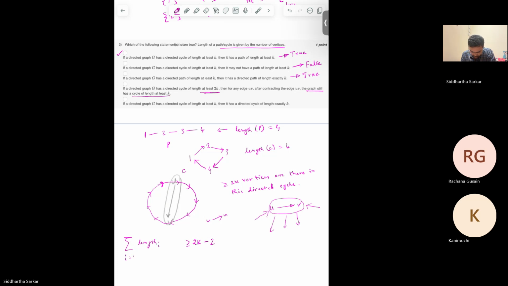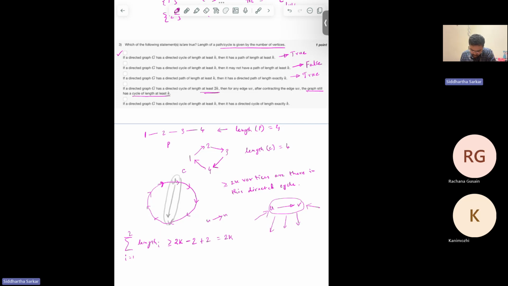So the question I'm asking is the sum of the lengths of the two cycles which are formed because of the contraction operation, that is going to be what? So two nodes are deleted and the supernode is appearing twice. That is going to be at least 2k.